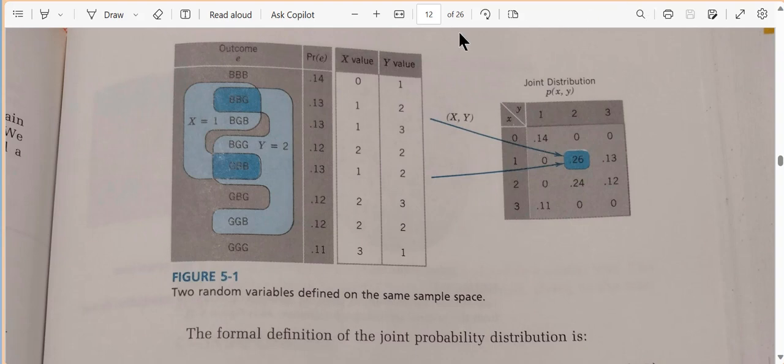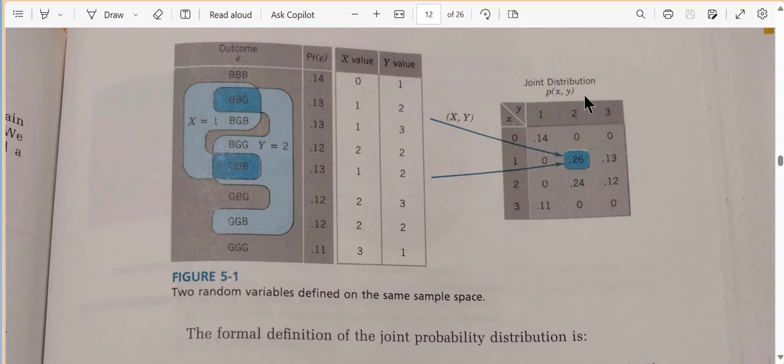So the number of girls is 0, then 1, then 1, so we have 0, 1, 1, and so on. But the number of runs is 1 here, so that's the y variable, the number of runs. The number of runs here is 2, so we put 2 there for y, and so on. So y can range from 1 to 3, and x can range from 0 to 3. Now we can talk about something called the joint distribution.